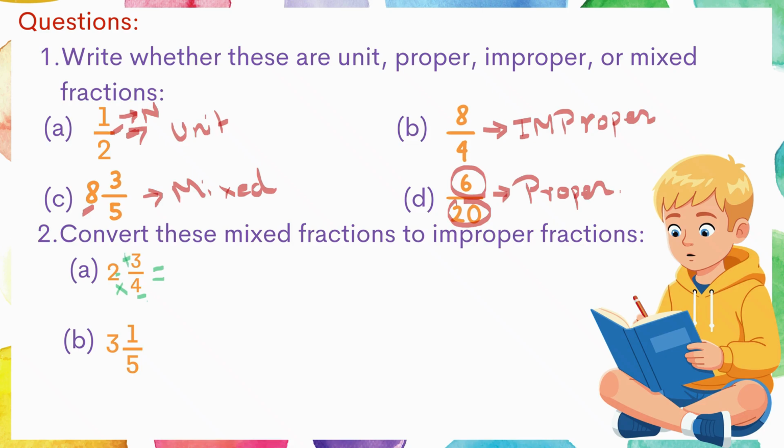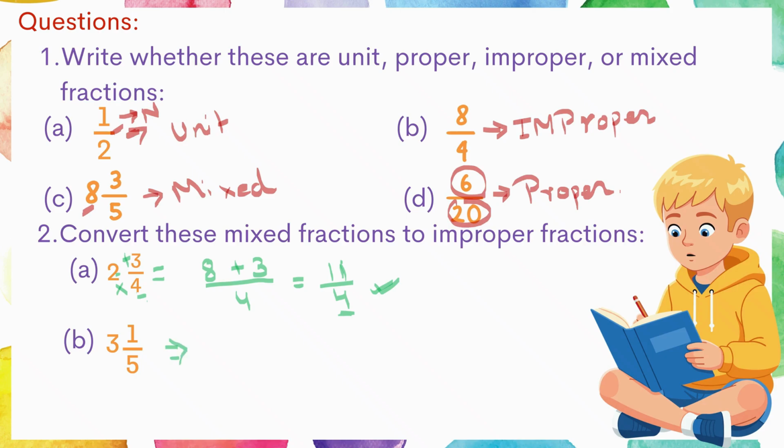Okay? How do we do it? 4 2s are 8. 8 plus 3 by 4. So what will come? It will come 11 by 4. So this is called an improper fraction. Why is it called an improper fraction? Can you see? The bigger number is on the top and the smaller number is in the bottom. So it becomes improper.